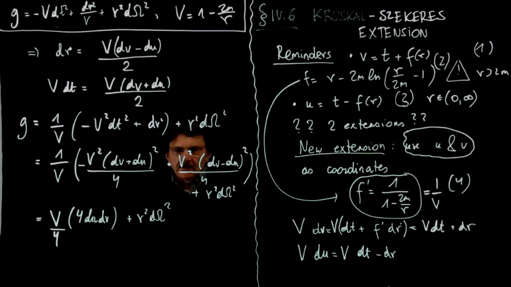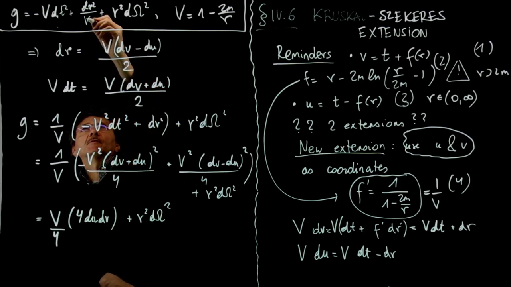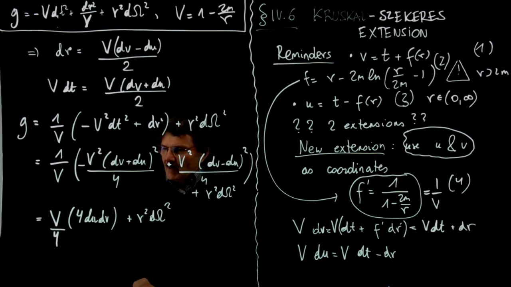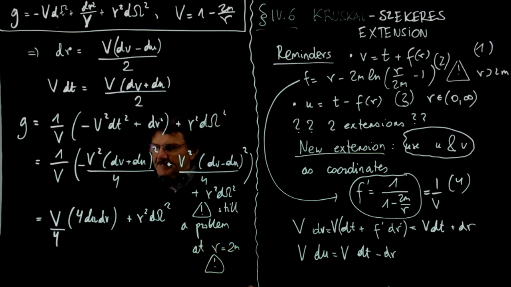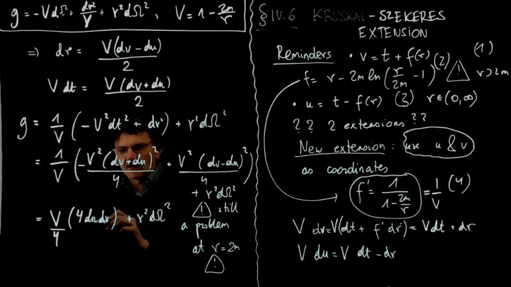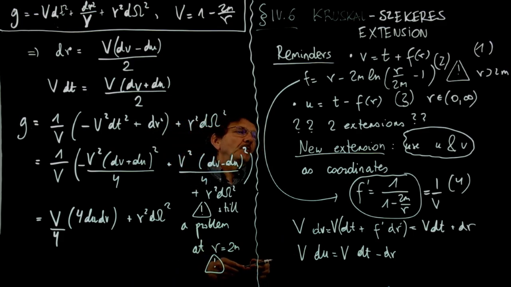Good. So did I gain anything? It looks like not really, because I had this 1 over v factor, which was very embarrassing. Now I don't have any 1 over v factor, so there's a little progress here. But I have a v factor in front, and this vanishes at r equal to m. So this metric certainly has a problem at r equals m. So still a problem at r equals m. So we need to do something about it. But at least there is no 1 over v terms, which is maybe welcome.